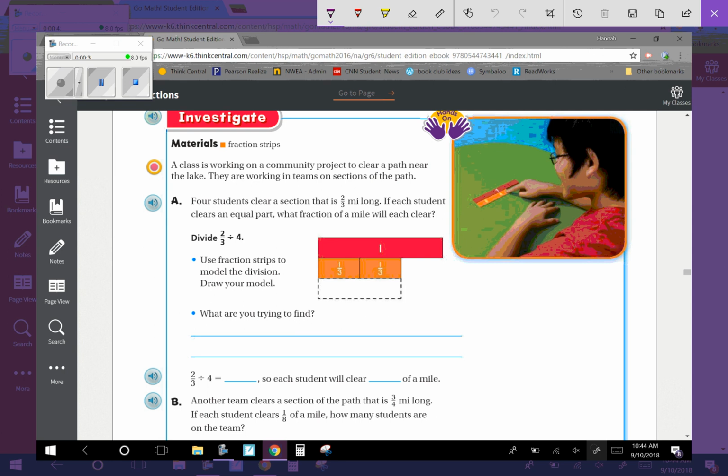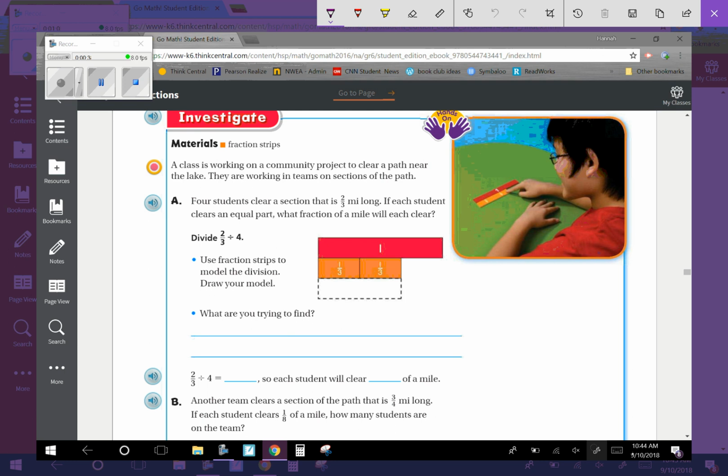The class is working on a community project to clear a path near the lake. They are working in teams on sections of the path. 4 students clear a section that is 2/3 mile long. If each student clears an equal part, what fraction of a mile will each clear? So we're dividing 2/3 into 4 groups. So you can use fraction strips to model the division, or you can just draw it.